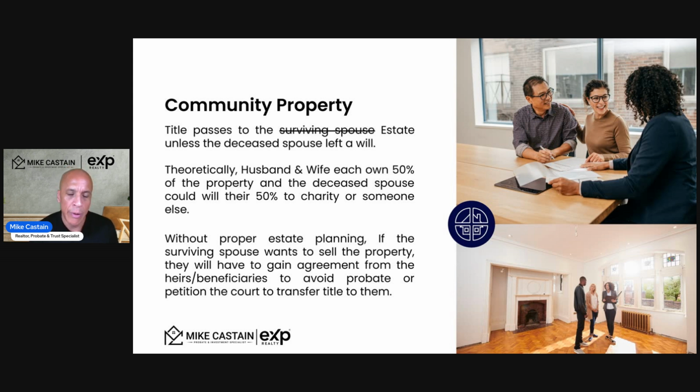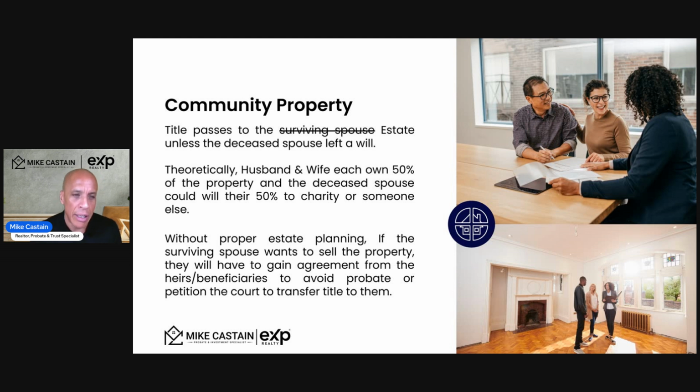However, community property is when title passes to the estate, and I crossed out on purpose the surviving spouse. You would think that in community property, when one of the joint tenants or one of the owners passes away, the ownership would go to the other owner or owners. However, title in community property actually passes to the estate, unless, in this example, we're going to use the husband and wife again, unless the deceased spouse left a will.